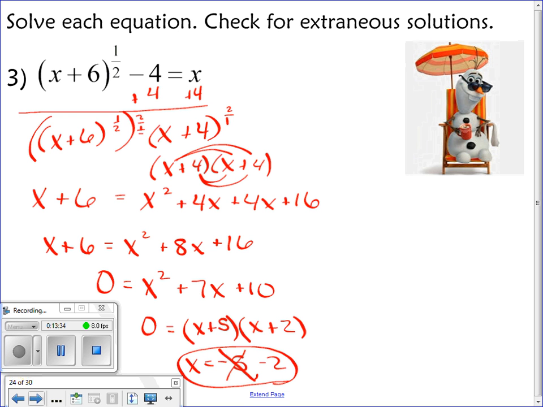Okay? Check the number -2. -2 plus 6 is 4. 4 to the 1/2 power is 2. 2 minus 4 is -2. It worked. What's wrong, Jordan? Why does it work? Because -2 plus 6 is 4. 4 to the 1/2 is 2. 2 minus 4 is -2. And if I plug a -2 on that side, it works. That actually did work. All right, so do you see how sometimes you could have an extraneous answer on there?